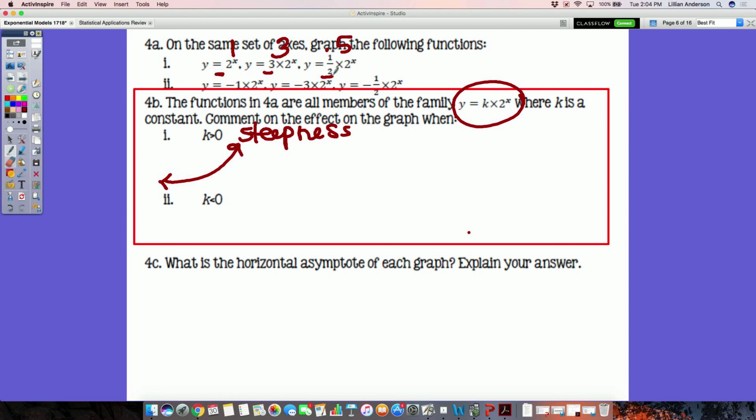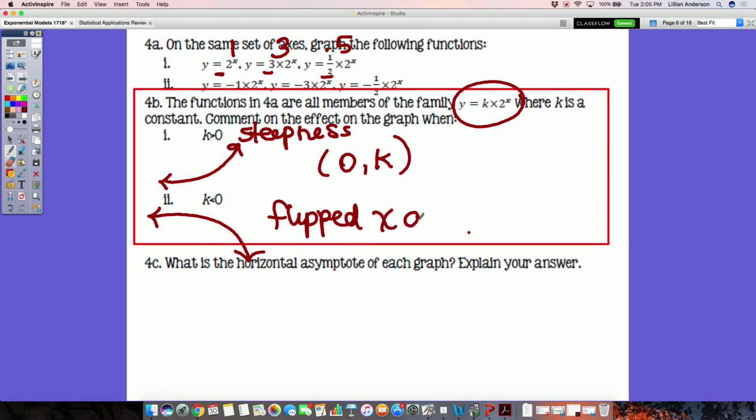What about when k is less than 0? The y-intercept is lower. How low? So how are these curving? These are curving up. If you put negative 3 times 2 to the x, it makes the curve go down instead of up. So inverse it. These are basically reflections over the x-axis. So these are flipped over the x-axis this time. What about their y-intercepts?